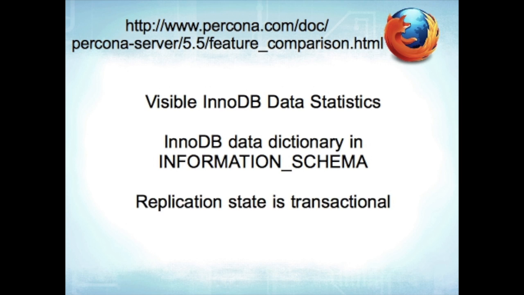The replication state is transactional, which actually comes in MySQL 5.6, but isn't in 5.5, and it's in Percona 5.5. The process list shows microseconds and has a couple other features as well. Microseconds has been very important to some very small minority of vocal people. I don't know about you, but most of my problems have not been in the microsecond range. They've been in the this query takes 60 seconds, or we have 5,000 queries taking 5 seconds each. But there are some people, if you're like Facebook or Twitter, you care about microseconds.